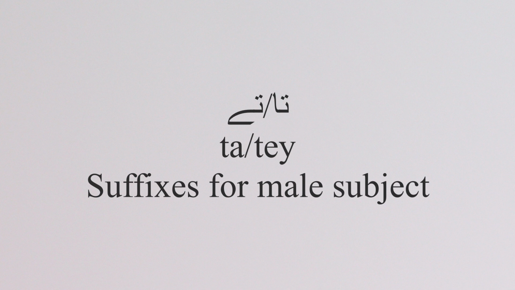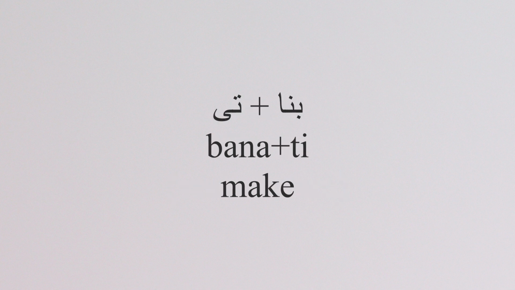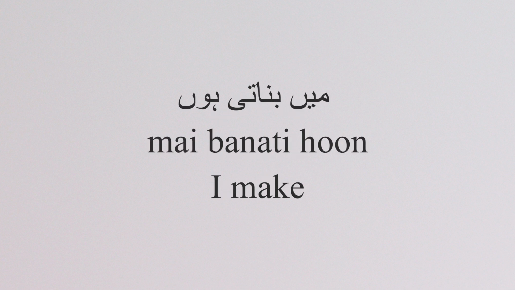This is the verbal stem, bana, and ti is the suffix. We're going to join them. This is banati. Banati, that means make. मैं बनाती हूँ. I make. We can put more things in the sentence, and we're going to put it before the verbs.